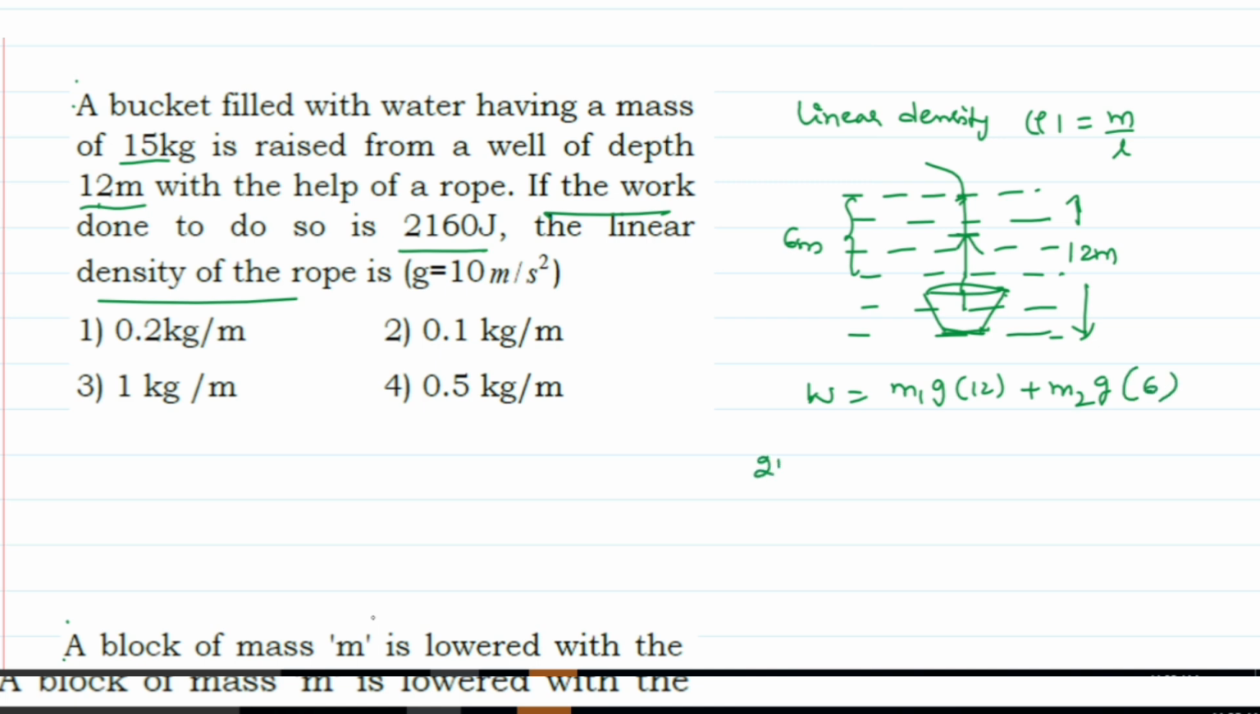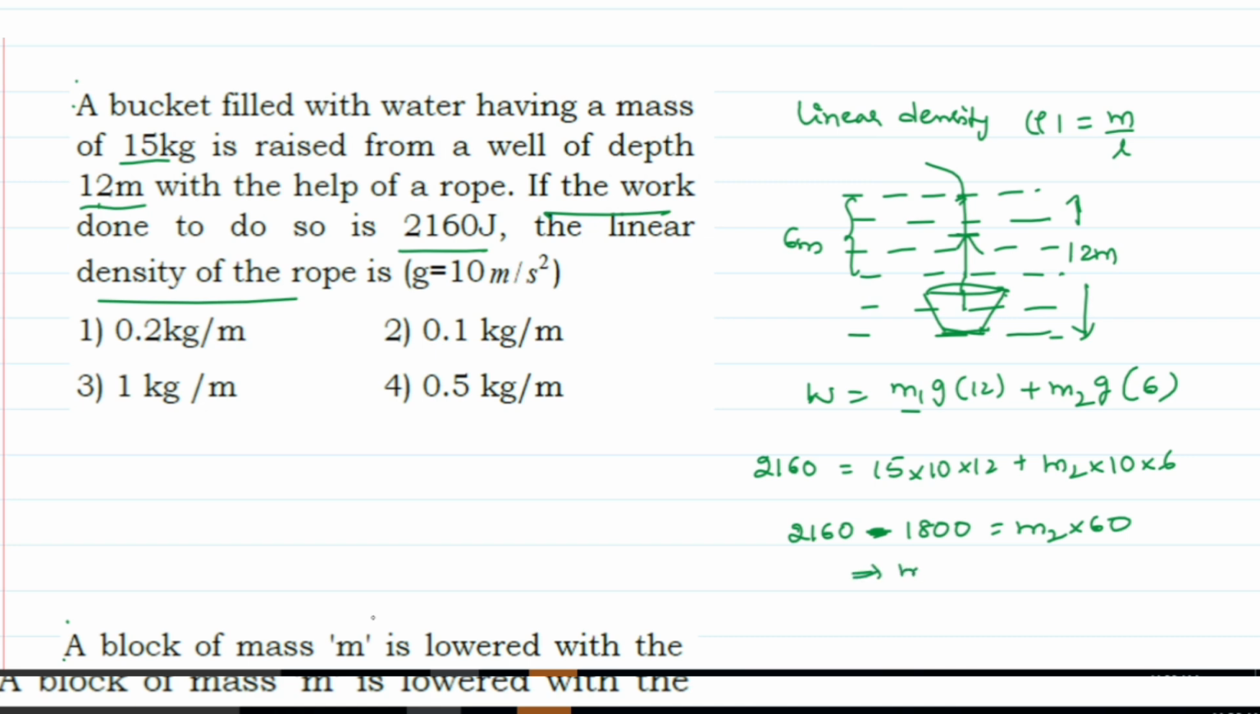Total work done is given as 2160 joules, which will be equal to the mass of the bucket, 15 into 10 into 12, plus m2 into 10 into 6. Now 2160 equals 12 into 15, which is 180, 180 into 10 is 1800. You bring that 1800 to the left side, and this is nothing but m2 into 60.